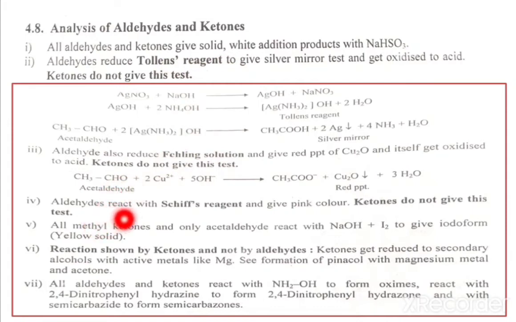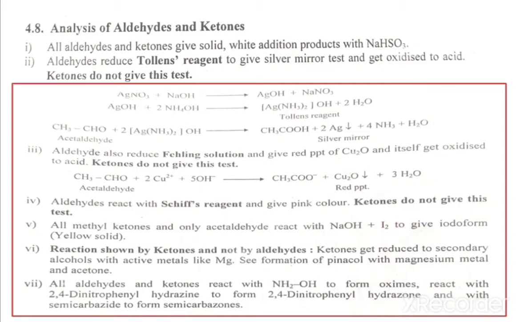Another, aldehyde reacts with the Schiff's reagent to give pink color, and ketone does not give this test. This is the third reagent to distinguish aldehyde and ketone. First we discussed Tollens reagent, number two Fehling's solution, and Schiff's reagent. That means these three reagents are used to distinguish aldehyde and ketone.